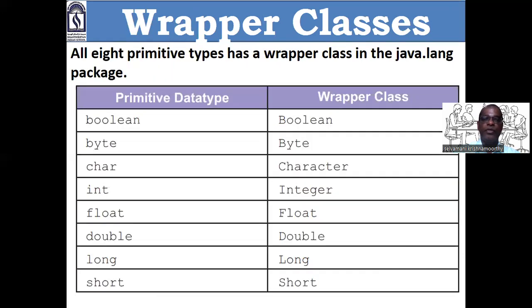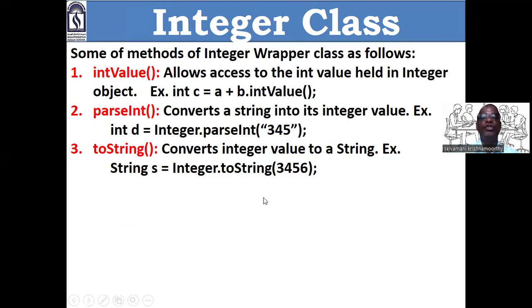We don't have enough time. That is why we can go for at least any one class. So I prefer the Integer class. Some methods of the Integer wrapper class are as follows. As usual, the Integer class has so many methods, but we are going to study only a few.